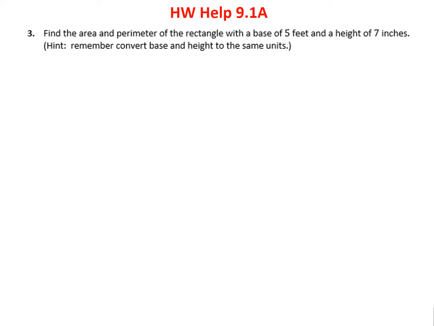Problem 3 asks us to find the area and the perimeter of a rectangle with a base of 5 feet and a height of 7 inches. So if I were to sketch that down here, I have 7 inches high here, but then I have 5 feet wide.